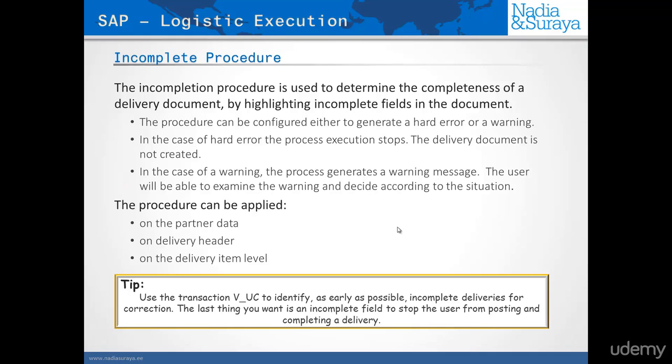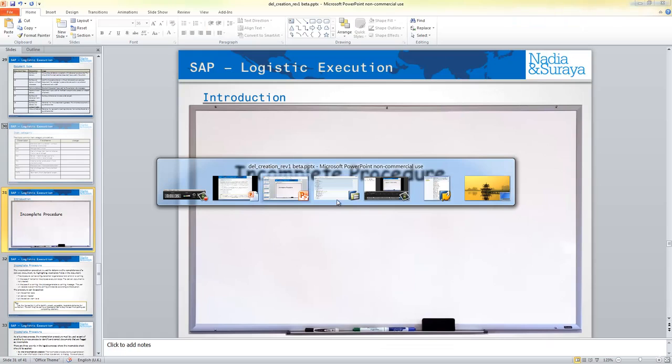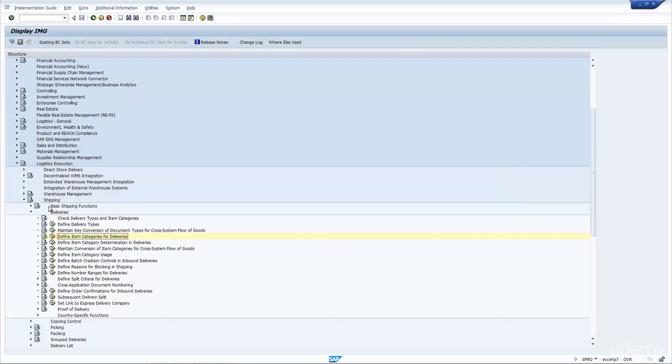In this case, you can either choose to make a warning or an error, but remember, when you do the PGI, the system internally checks some fields. If you don't have that, the system stops. That's why we want to have the incomplete procedure either at the delivery creation stage or after the delivery has been created to prompt the users to say, look, watch out. Before you do the PGI, you really want to see what these errors are. So let's have a look at the configuration.